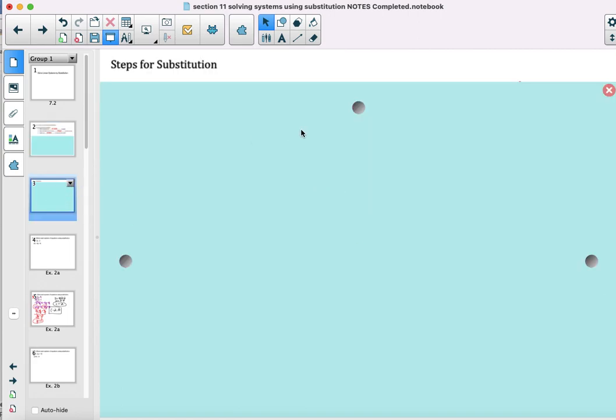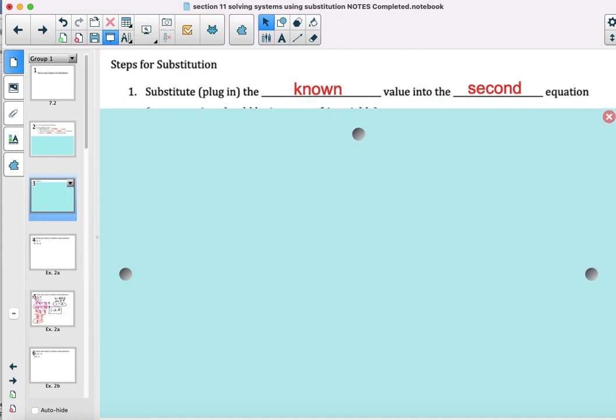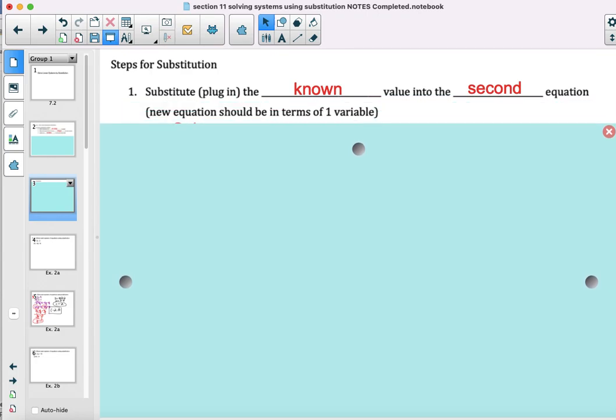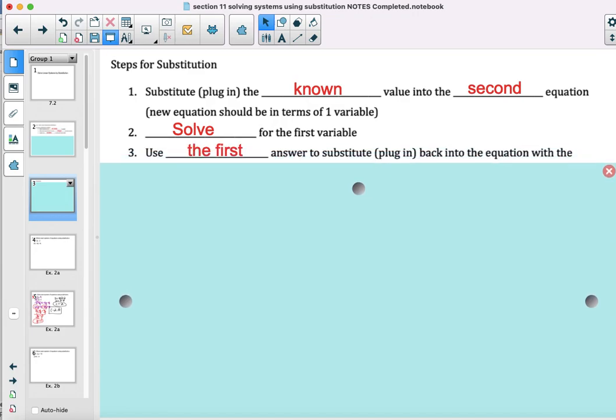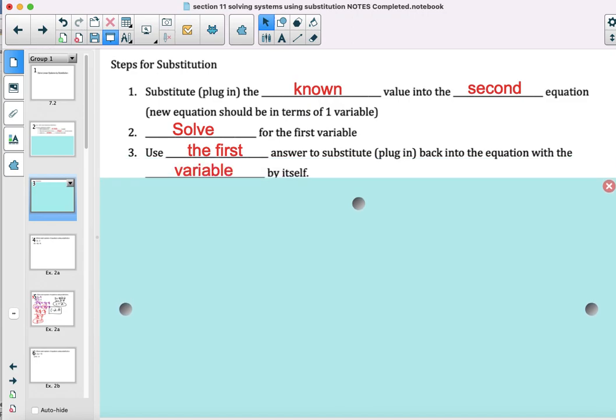The steps for substitution are, again, to take that first value that you know and plug it into the second equation. Everything then should be in terms of one variable. You should only see all x's or all y's once you substitute in. You then solve for the first variable. Once you get that first answer, like x equals 6 or y equals 5, you take it and plug it back into the first equation where the variable was by itself.